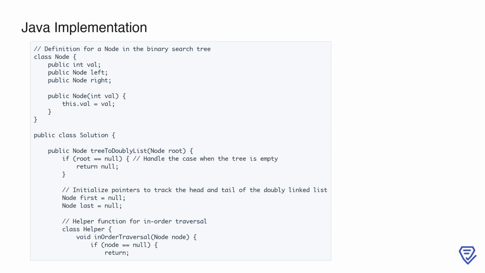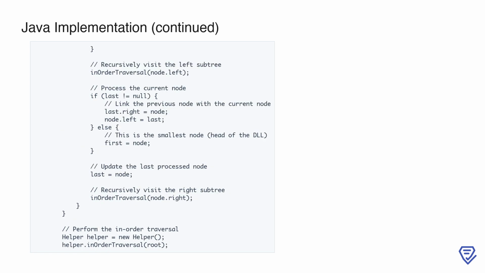After that, we declare two pointers, first and last, to keep track of the head and tail of the resulting doubly linked list as we build it. To traverse the tree in order and link nodes appropriately, we define a nested helper class with an in-order traversal method, which we'll use shortly to process the tree nodes. The in-order traversal begins by checking if the current node is null. If it is, we simply return, as there's nothing to process.